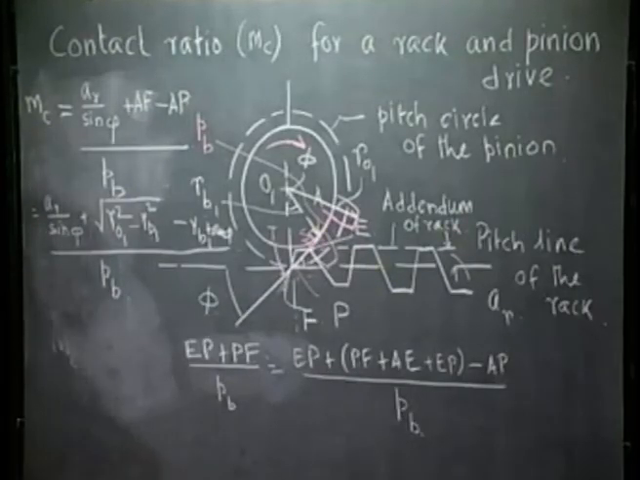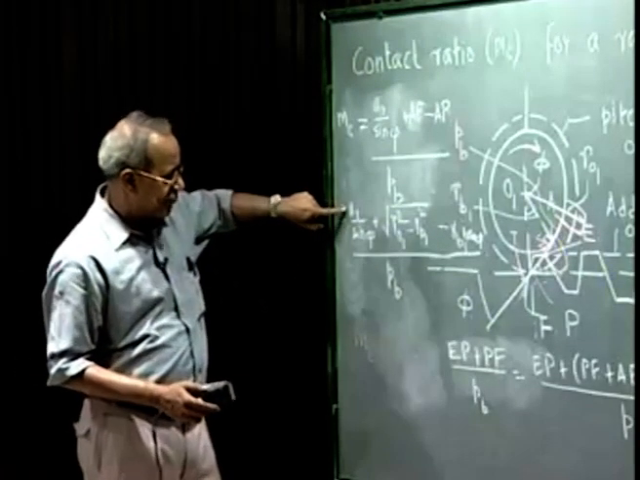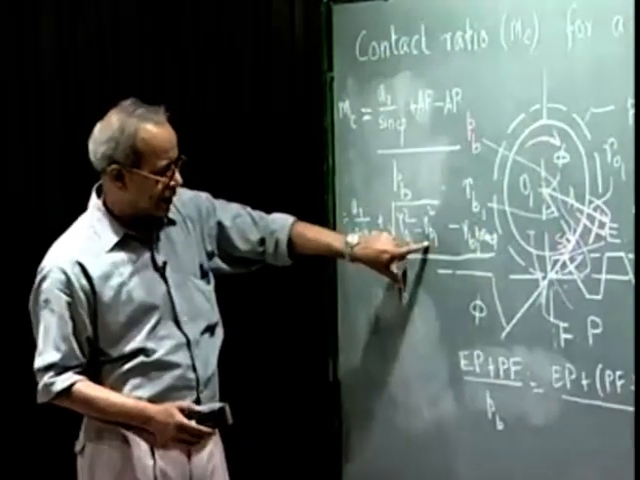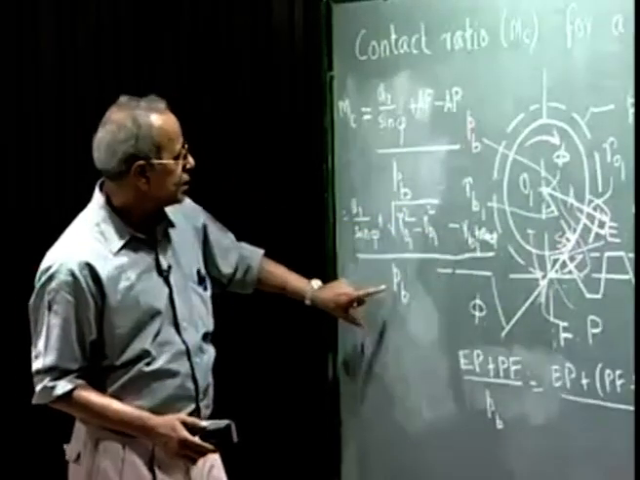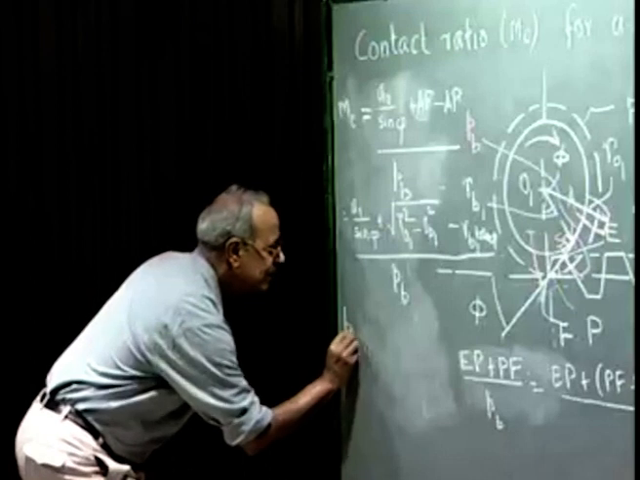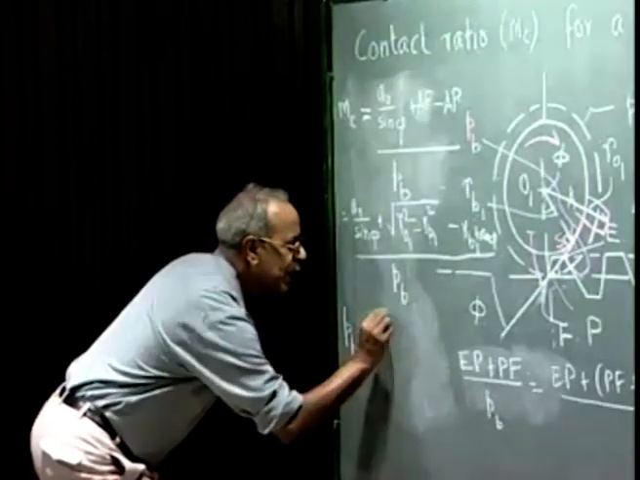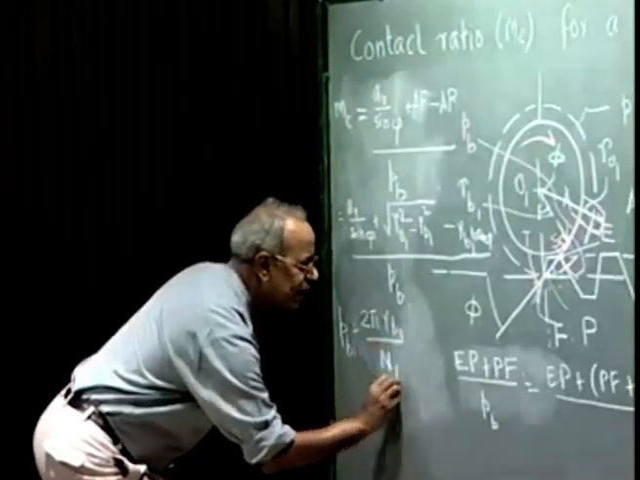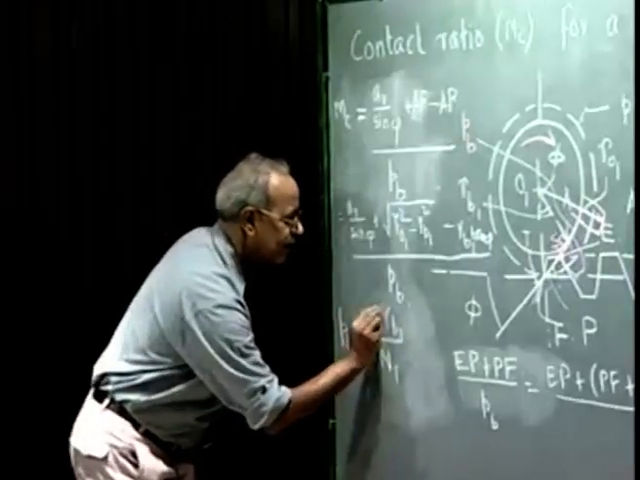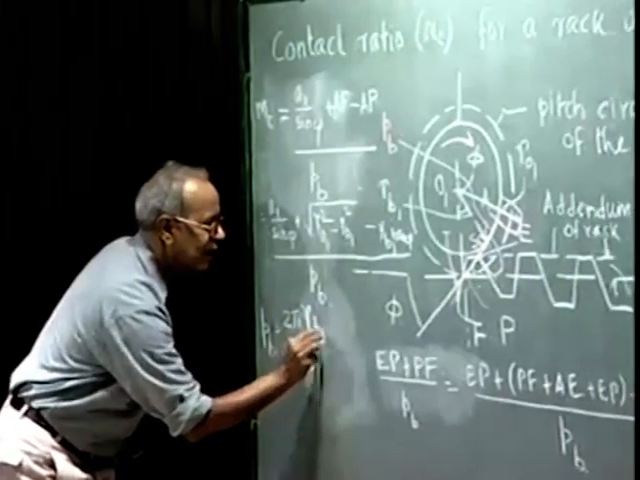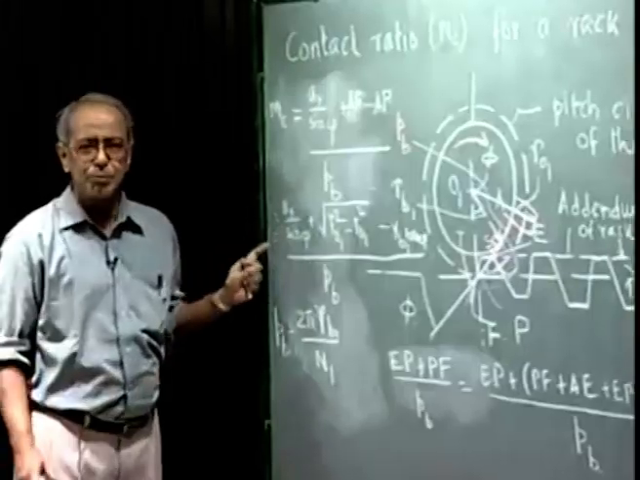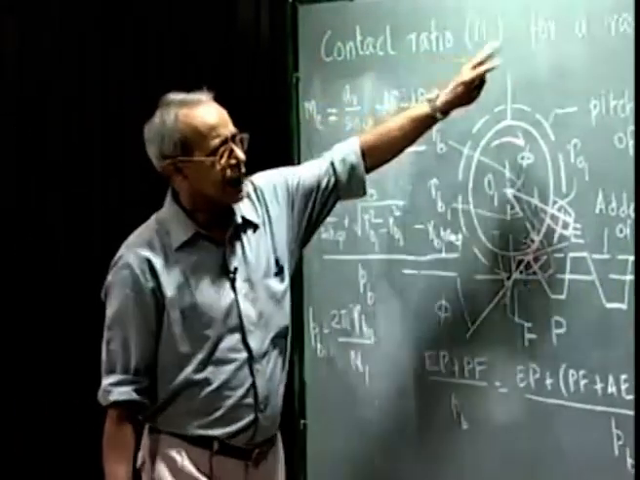So, finally, we have got the expression for the contact ratio for a rack and pinion drive involving the addendum of the rack, operating pressure angle, outer radius of the pinion, base circle radius of the pinion, and the base pitch, which is PB equal to 2 pi RB1 divided by N1. RB1 is the base circle radius, N1 is the number of teeth of the pinion. So, this completes our discussion on the contact ratio for a rack and pinion drive.